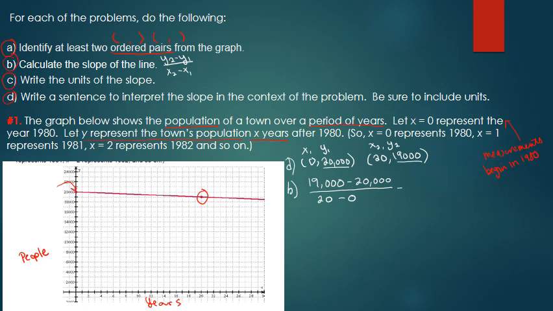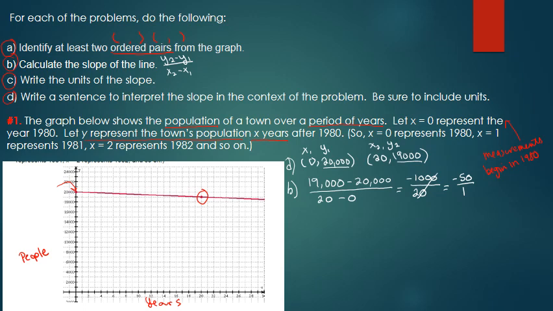Okay, so 19,000 minus 20,000 is negative 1,000 over 20 minus 0 is 20. Remember to always fully reduce your slope, so those zeros can cancel. So negative 100 over 2 is negative 50 over 1. And that is our slope. That's the answer to part B.